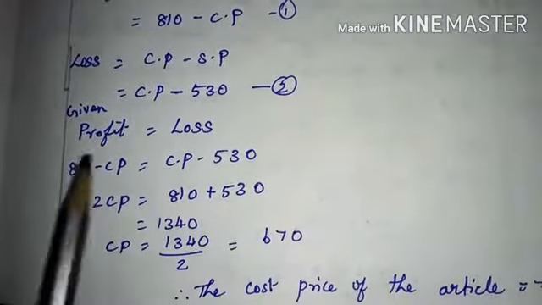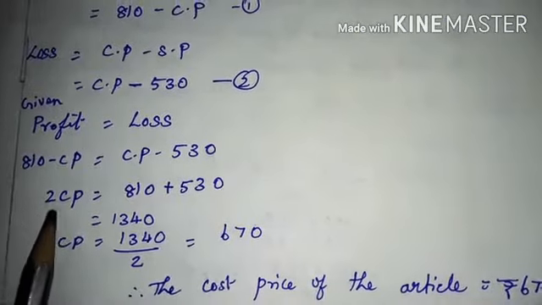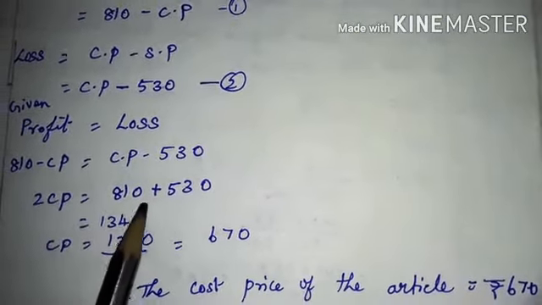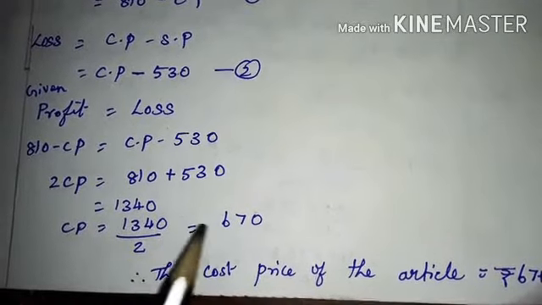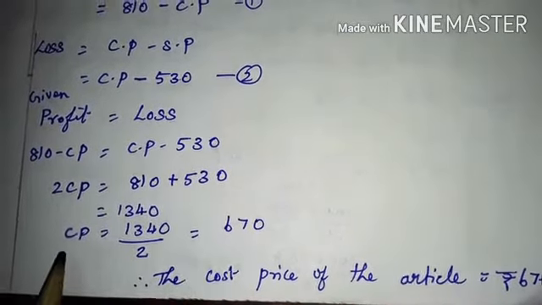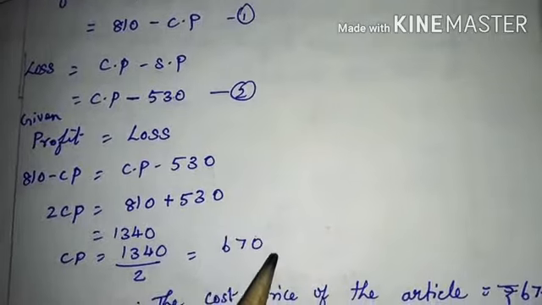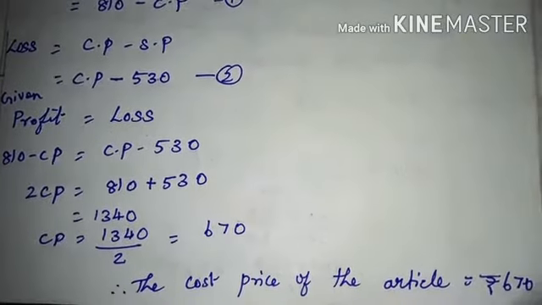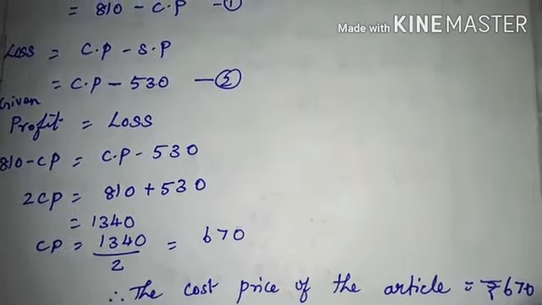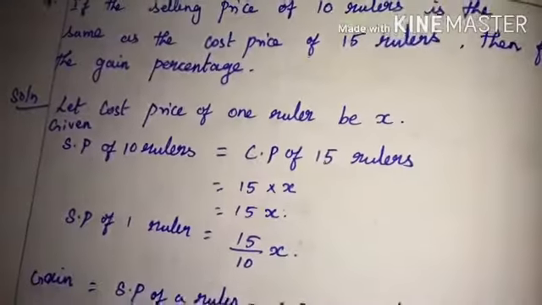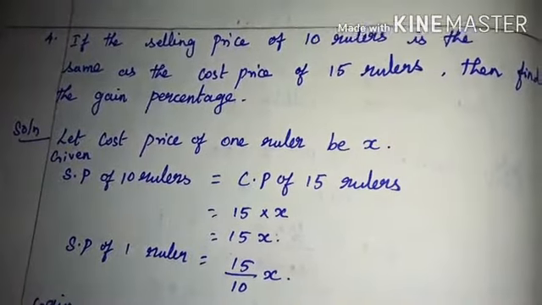When we are moving this to the other side, we get 2CP equal to 810 plus 530. Then after cancelling it by the common factor, we get the answer as 670. Therefore, the cost price of the article is rupees 670. Now see the fourth sum.